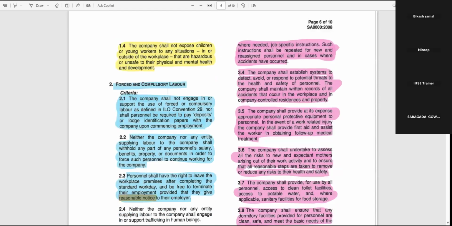Then the company shall not expose children or young workers to any situations in or outside the workplace that are hazardous or unsafe to their physical and mental health and development. So young workers should not exceed 10 hours, and also they should not work more than 8 hours a day, and they are not supposed to be hired for any harmful or hazardous work areas where they can be physically or mentally disturbed and their development affected, which means any hazardous process, chemical activities, or heavy machinery. They are not supposed to be employed.